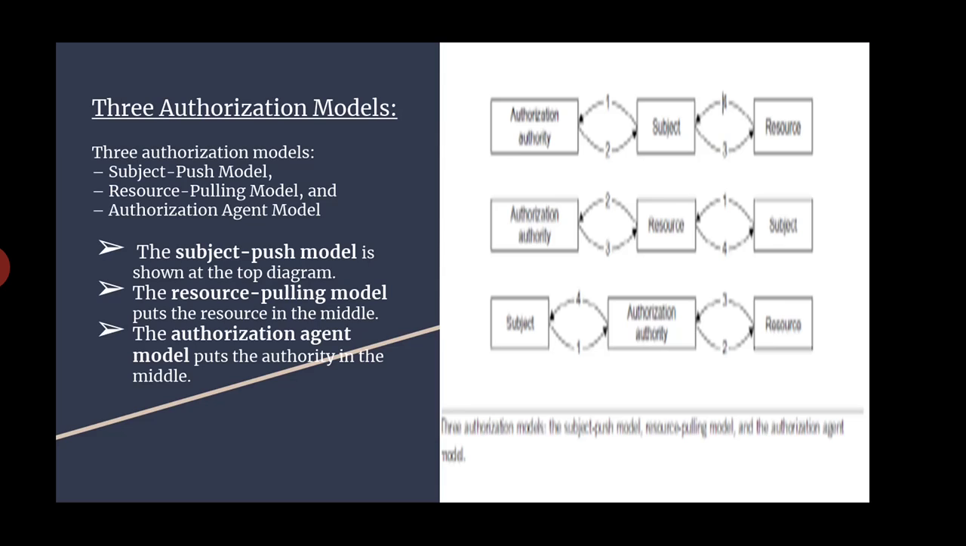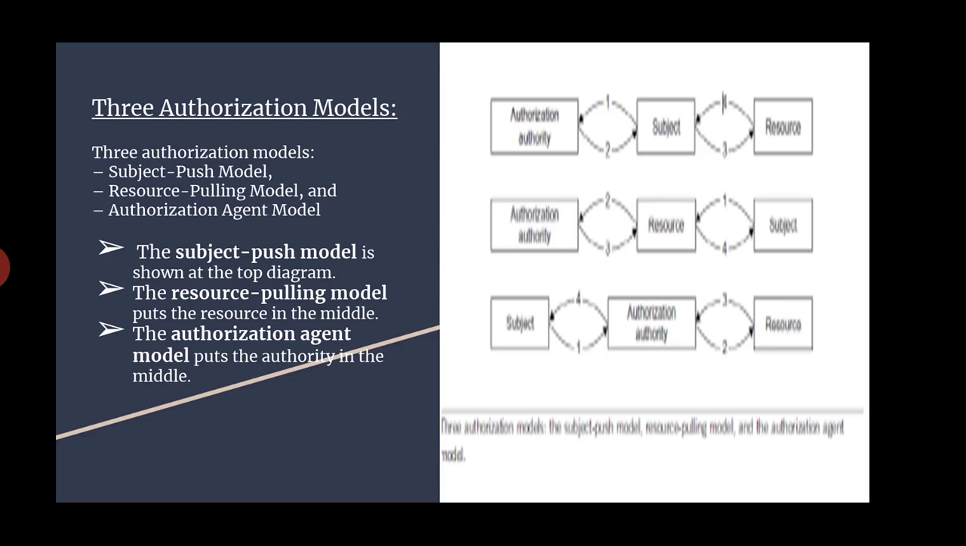Now we can see the 3 authorization models. Sorry, this diagram is not clear, so I have to read and explain each and everything. You don't bother about that. Now listen carefully. There are 3 authorization models. The first one is the subject push model, the second one is the resource pulling model, and the third one is the authorization agent model.